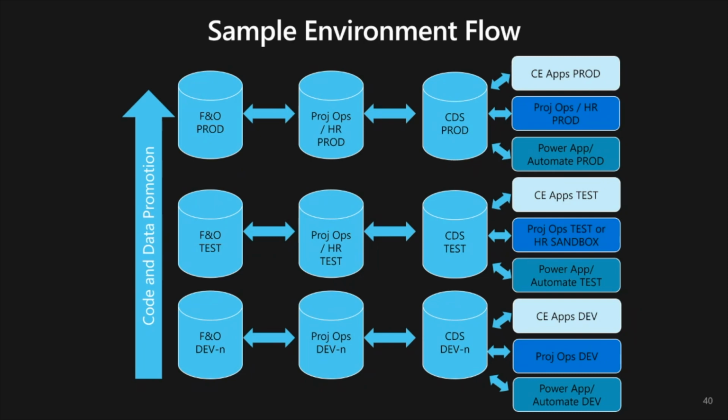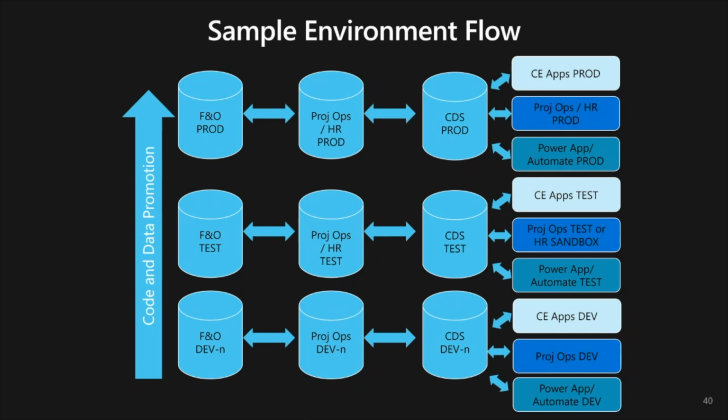If you're in a situation where you're actually deploying all three, finance and operations, project operations, and human resources, it's important to note that you'll actually have three different databases that are the same kind of infrastructure and platform that finance and operations uses. So one DB for finance and operations, one for project operations, and one for HR.